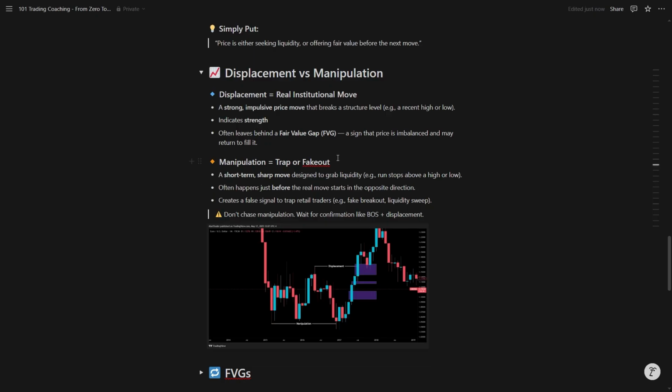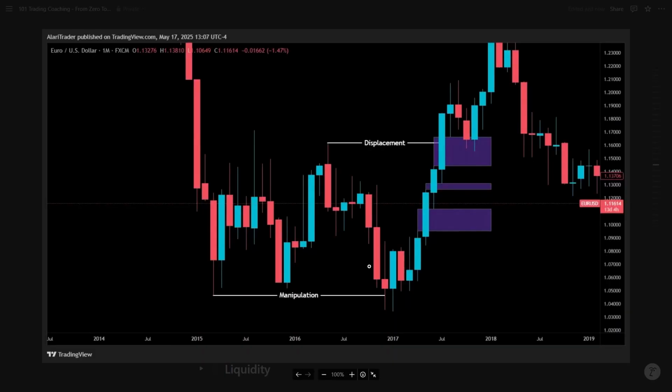That's simply what it is. So you should not be chasing them. For example, in here, we get price comes down here. We don't leave a fair value gap behind in the higher time frame. We just grab liquidity, just manipulation here, and then we go to the opposite side and we displace.